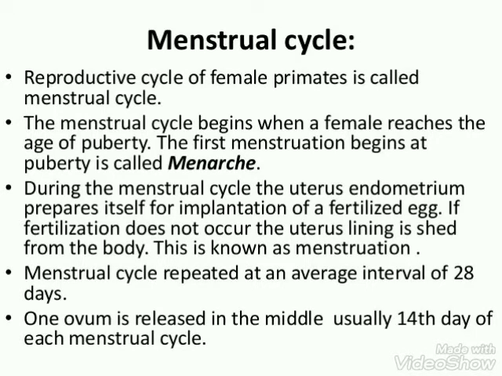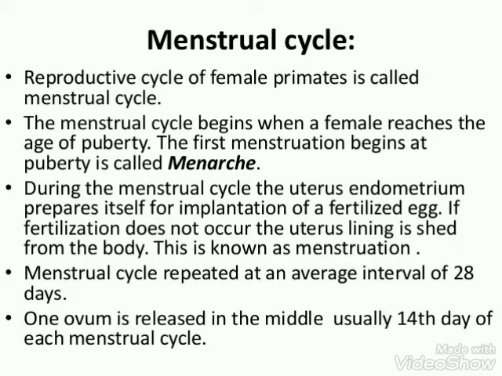During the menstruation cycle, the inner wall of the uterus, which is usually known as endometrium, prepares itself for pregnancy or the implantation of a fertilized egg. If at that time fertilization does not occur, the lining of the uterus, which is endometrium, is shed from the body along with the blood vessels. This process is known as menstruation. So menstruation is the shedding of the endometrium, or the inner lining of the uterus, along with the blood vessels.